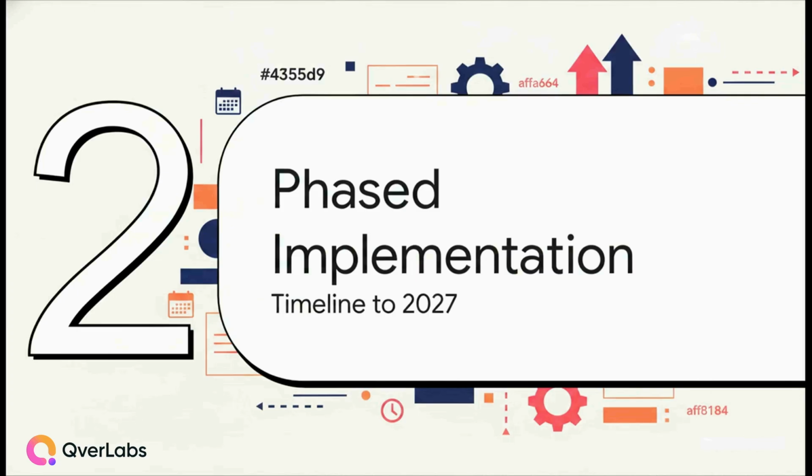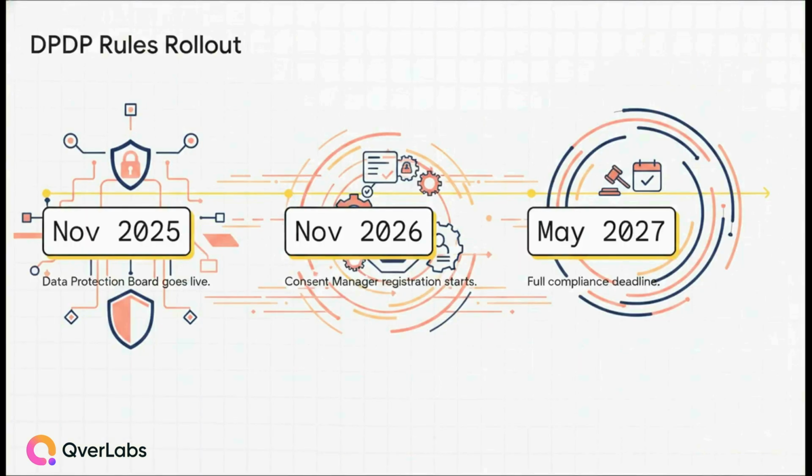Moving right along to Section 2, the phased implementation timeline, because smart planning always starts with clear dates. So this whole rollout is happening in 3 distinct phases. And here's the crazy part. Phase 1 is already behind us. As of November 13th, 2025, the Data Protection Board went live. I really want to emphasize this. The board that handles privacy complaints is actively working today. The risk is already real.